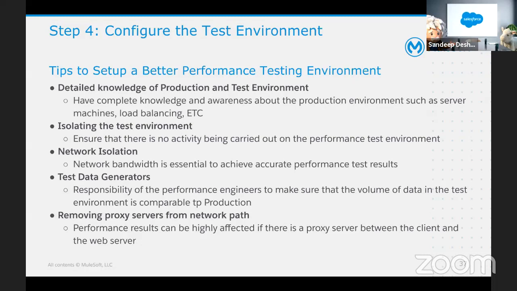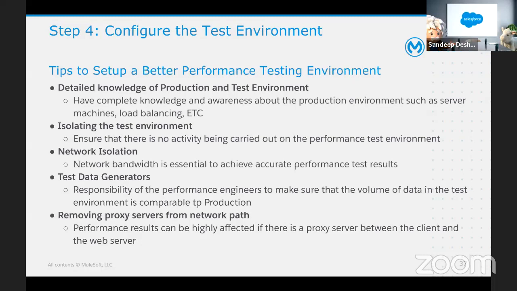Next is isolating the test environment. Another good example: in the case of on-prem deployments, make sure that no other applications are running whenever you're doing your performance test, because those other applications are going to compete for resources and you won't get the right performance testing results. Next comes network isolation.